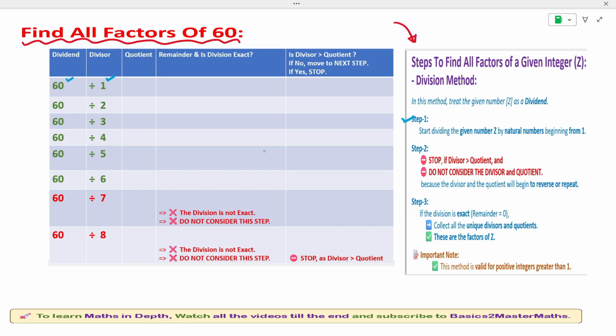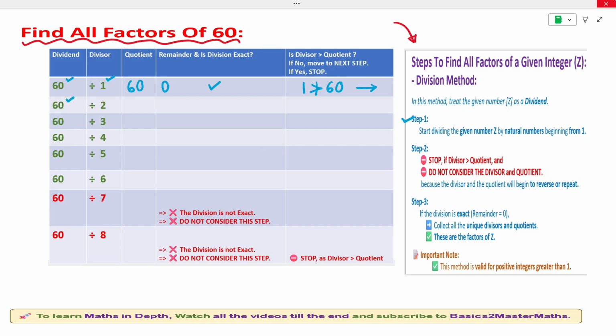When we divide 60 by 1, we get 60 as the quotient and 0 as the remainder. So, this division is exact. In this case, the divisor 1 is not greater than the quotient 60. So, move to the next step.